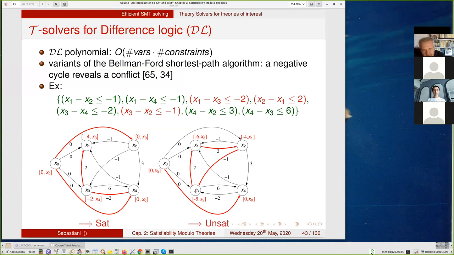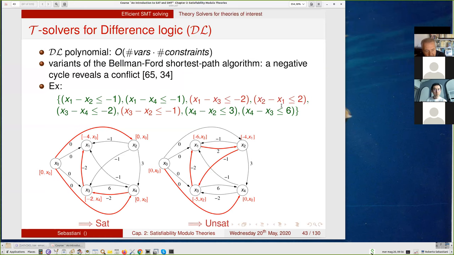So if you go from here to here with minus 2, and you go from here to here with minus 2, and you go back here with minus 1, you notice overall this cycle is negative, but this is not possible, right? Because this means that x1 minus x3 is greater equal than minus 2, okay? And x2 minus x1 is greater equal than 2, but if you combine those two constraints here, okay, you get that x2 minus x3 is greater equal than 0. Okay, you got it?